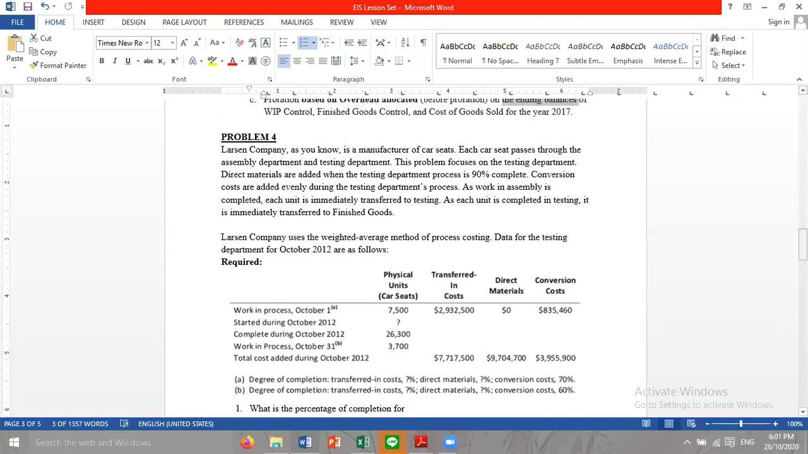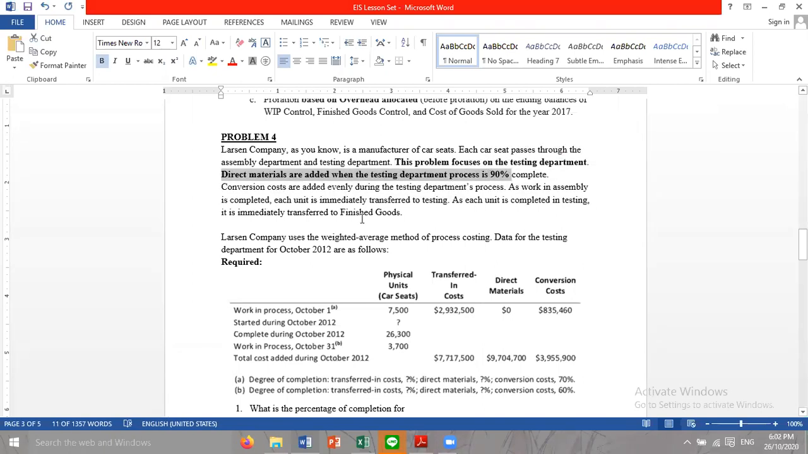So in my opinion, to get a better grasp of process costing, we'll just jump into the problem set. We'll start with problem 4, Larson Company. Larson Company, as you know, is a manufacturer of car seats. Each car seat passes through the assembly department and testing department. This problem focuses on the testing department, so this time we'll be calculating the cost and equivalent units for the testing department. Direct materials are added when the testing process is 90% complete.